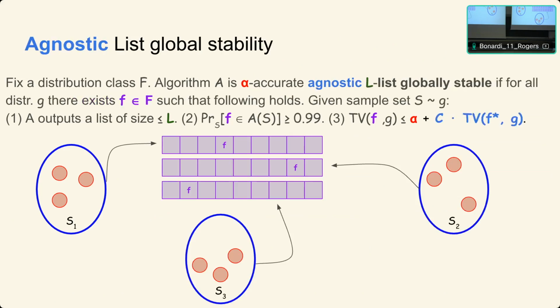We also need to extend to the agnostic setting. It's done in the most natural way. So it's alpha accurate agnostic L list globally stable if basically everything holds. The only difference is this total variation guarantee, where we now just want it to be within a constant factor of the best distribution in class.